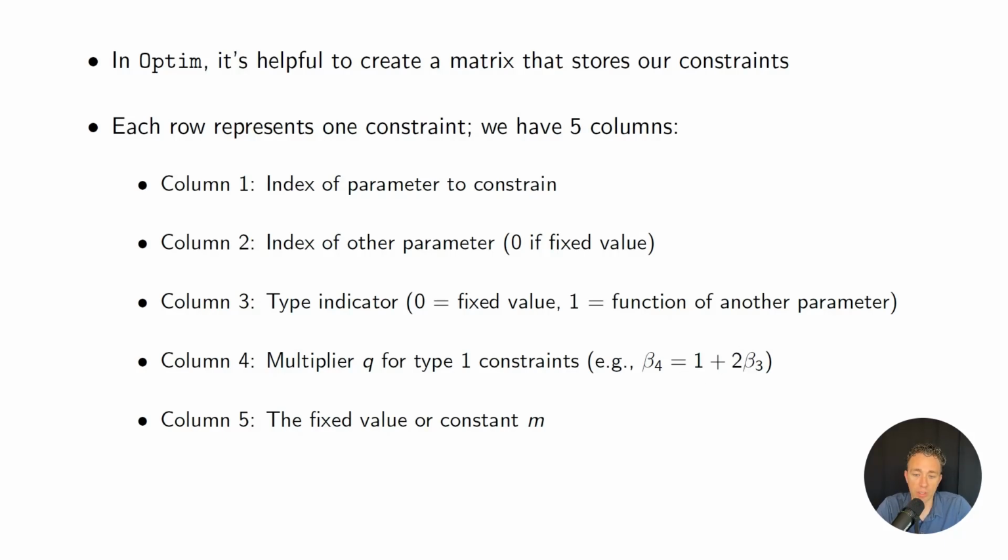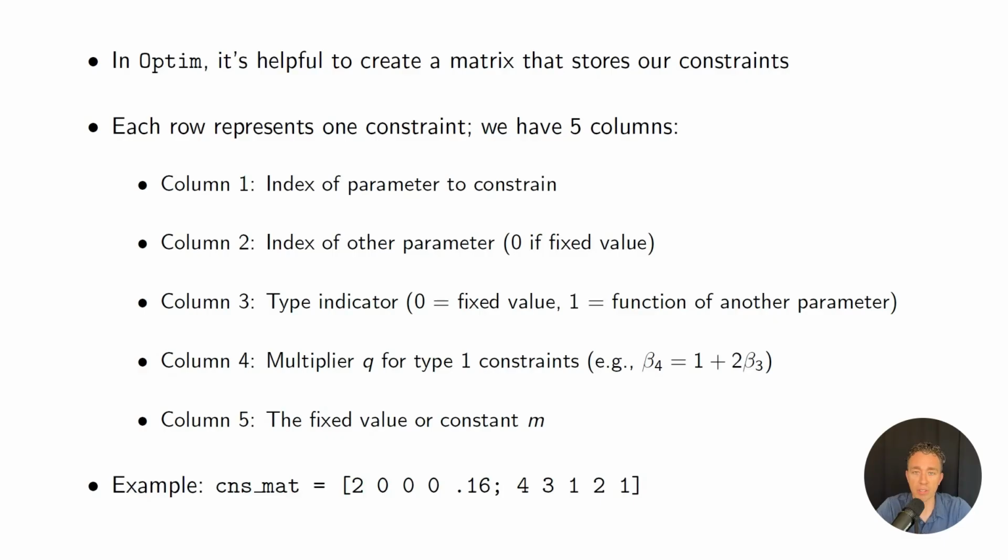So we can store all of our constraints in this manner, and I should emphasize that these are all linear constraints. If we wanted to have nonlinear constraints like beta 4 equals exp of beta 3, I don't think that this approach can be useful for that. But that's not to say that we couldn't come up with an approach that could handle that with Optim.jl.